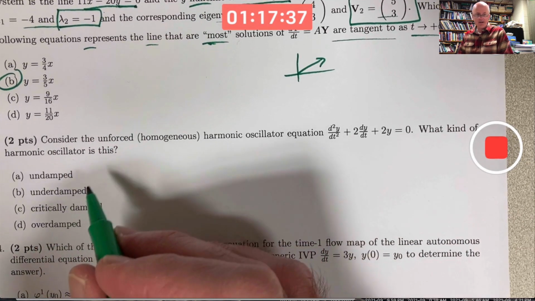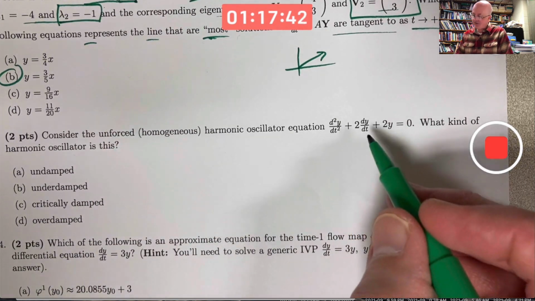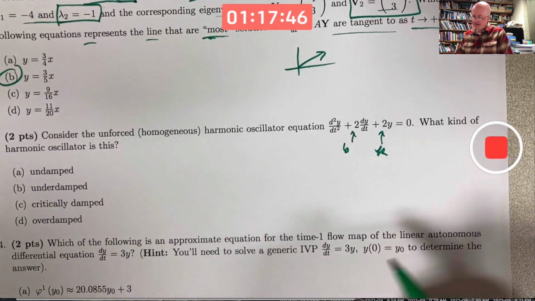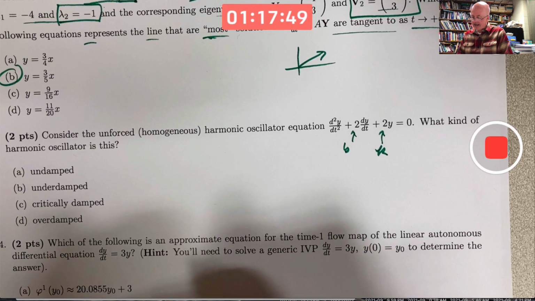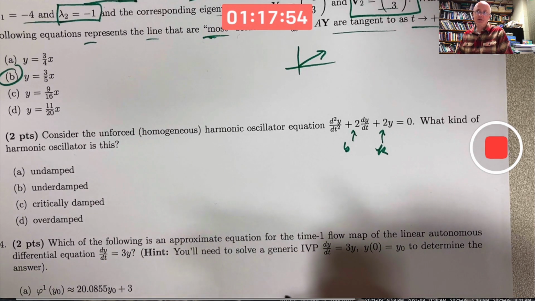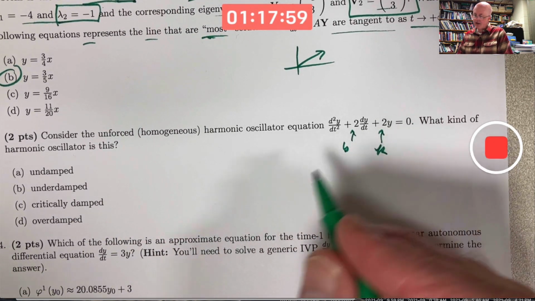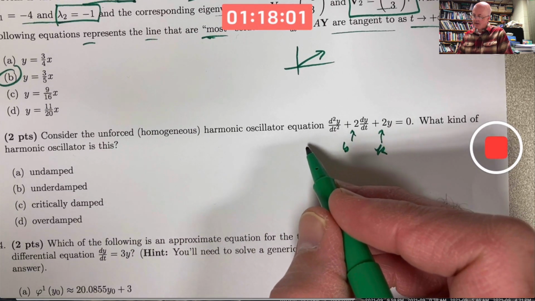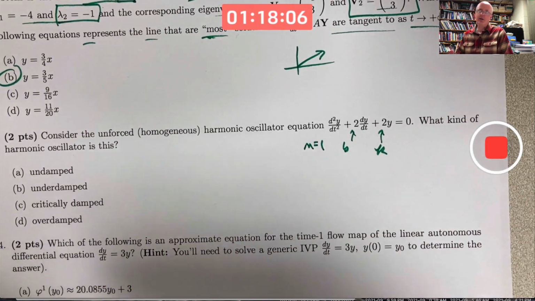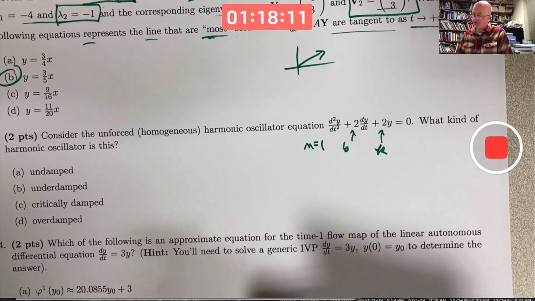What kind of harmonic oscillator is it? Undamped, underdamped, critically damped, overdamped. It's definitely not undamped because you've got some damping. There's your b. There's your k. So undamped is definitely not the answer. To decide if it's underdamped, critically damped, or overdamped, it's based on the eigenvalues of the corresponding linear system, which can be found just by thinking about applying the quadratic formula to this equation if you converted it to an algebraic equation involving powers of the eigenvalues. That does turn out to be the characteristic polynomial.